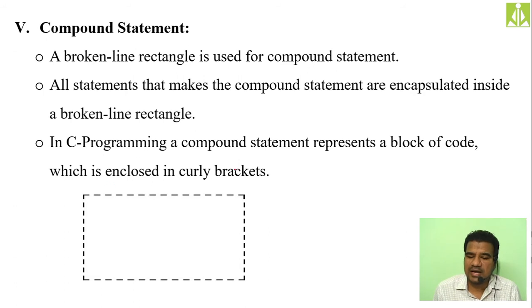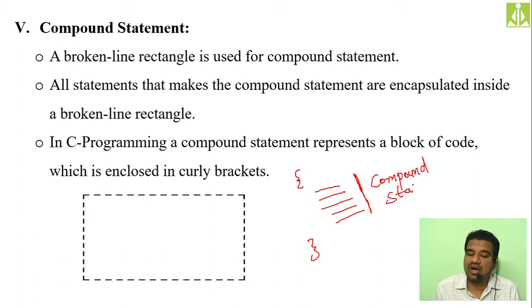That block, we call it a compound statement because it is not a single statement. Inside a block, what exactly are we keeping? We are keeping a collection of statements. If this is my block, inside this block I am keeping a collection of statements. So all this collection, we call it a compound statement because it is not a single statement, rather it is a collection of statements. And that compound statement we represent with the help of a rectangle, I mean a dotted rectangle in our flow chart.